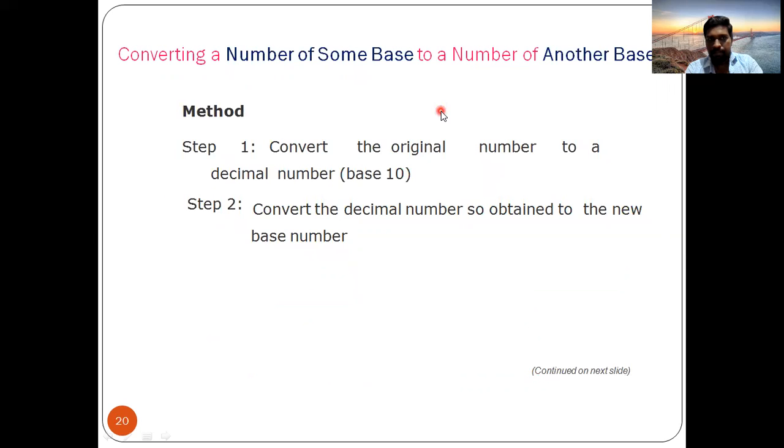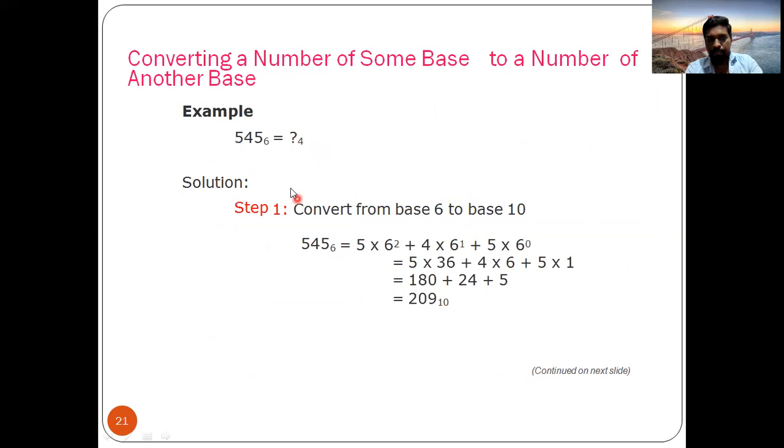Next method is how to convert a number with some base into a number with another base. See, clear? What is the method here? We don't know the value of the base here. It may be whatever base b, and it may be another base n. Okay, conversion of some base into another base.